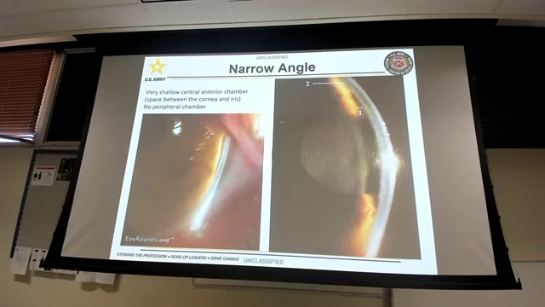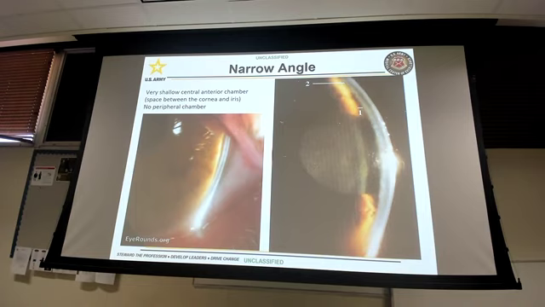All right, so to assess for a narrow angle, and again, this is done behind a slit lamp, we look for the van Herick measurement. That's when we do a cross-section of the cornea using the slit lamp light beam, and we're looking at how much of a space there is between the illumination of the cornea and the iris.